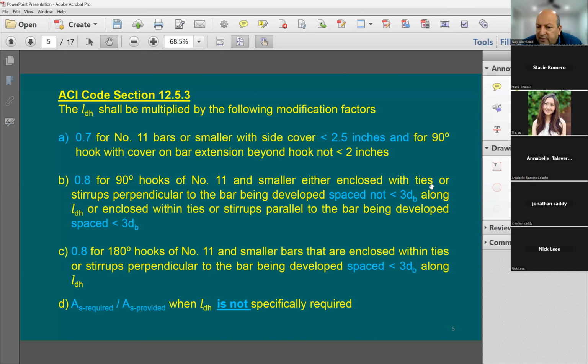This is a KTR factor that in the past use is going to be equal to 1.0. We just ignore it. But here it is going to have a value. I have also another factor that says 0.8 for 180-degree hooks, number 11 or smaller, when you have ties or stirrups perpendicular to the rebar, and the spacing is going to be less than 3 dB. So I said, okay, this is good. So I'm going to have some reduction if I need to. And then it says here, this A required by A provided can be the reduction factor that we use with the straight development length. It doesn't apply here. So it's not really needed.